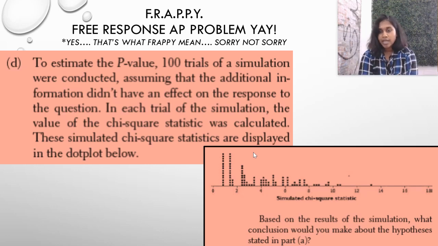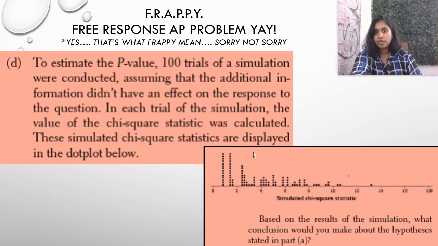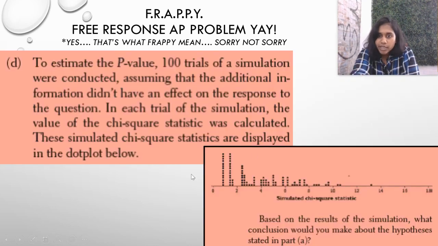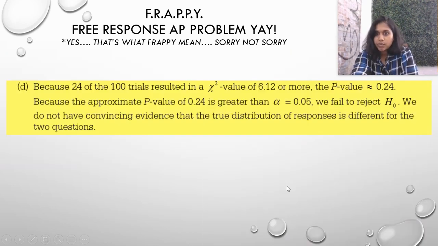It's a simulation. So based on the results of that dot plot, what conclusion could you make about the original hypothesis that we wrote in A? You know, the null is that there is no difference, and that the alternate is that there is some sort of difference. Well, if you notice all those chi's, because 24 of the 100, and I think you could count all those dots if you really wanted to, but 24 of the 100 resulted in a chi-squared value of 6.12 or greater, the p-value of approximately 0.24 can be assumed.